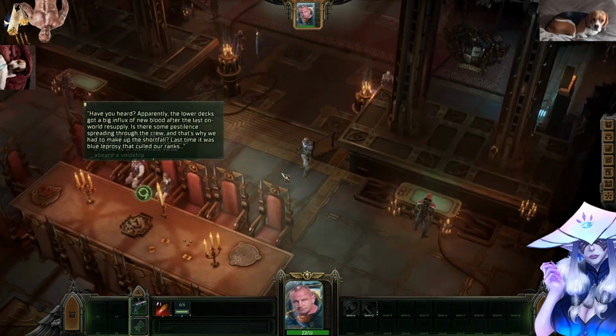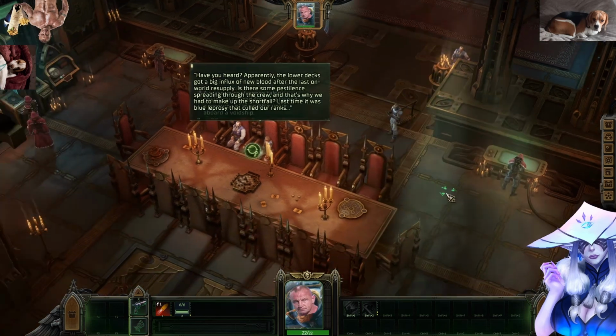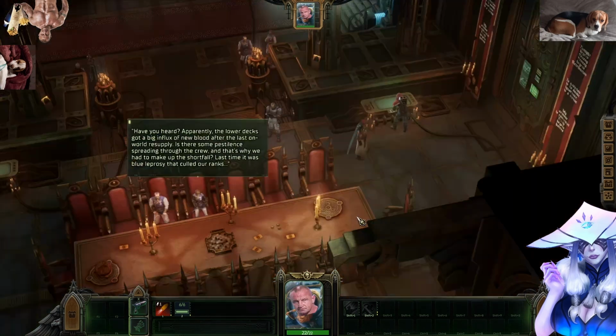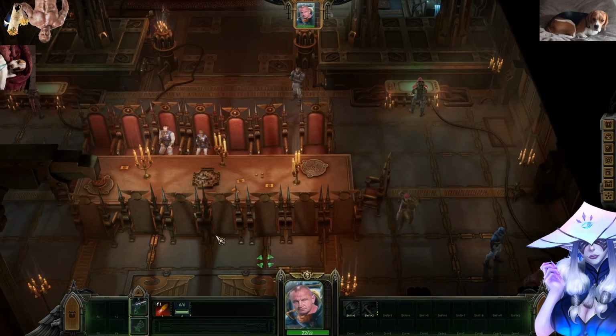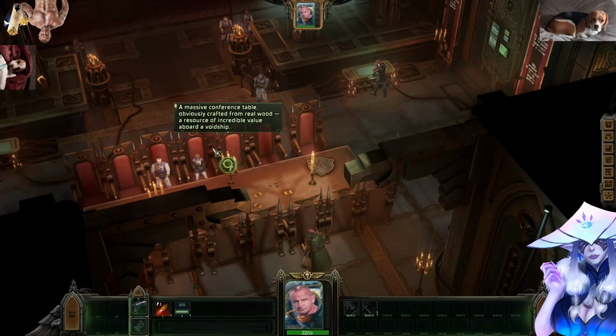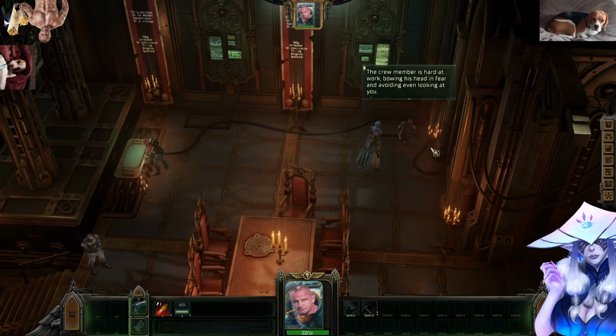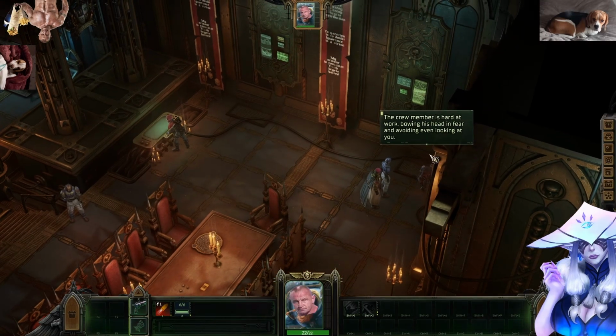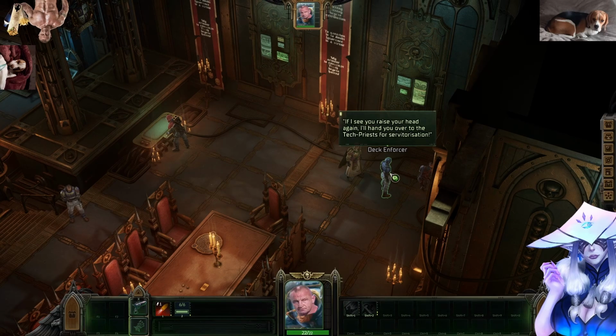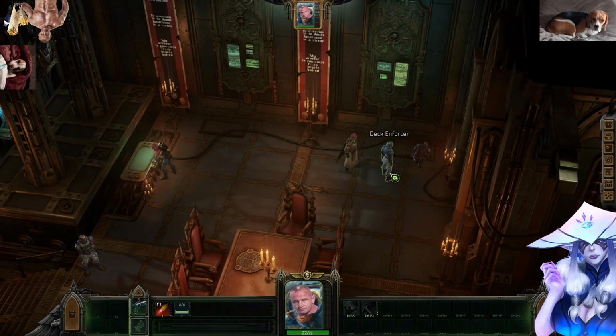Massive conference. Follow my lead. A massive conference table, obviously crafted from real wood, a resource of incredible value aboard a void ship. The crew member saw that work, bowing his head in fear and avoiding even looking at you. If I see you raise your head again, I'll hand you over to the tech priest for servitorization.